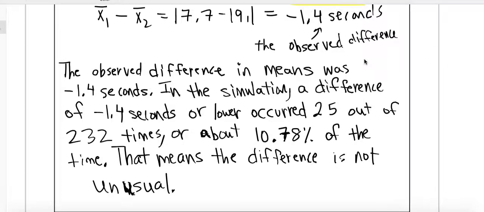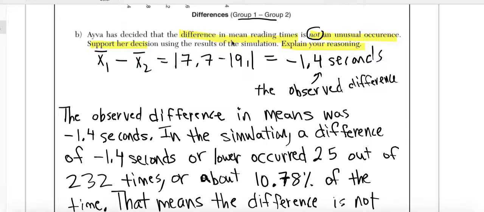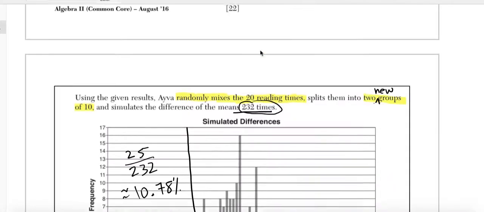So once again, the observed difference in means was negative 1.4 seconds. In the simulation, a difference of negative 1.4 seconds or lower occurred 25 out of 232 times, or about 10.78% of the time. That means the difference is not unusual. All right, that's all there was to it, guys. We supported her decisions using the result of the simulation, and we explained in depth. So guys, that was it for 36.